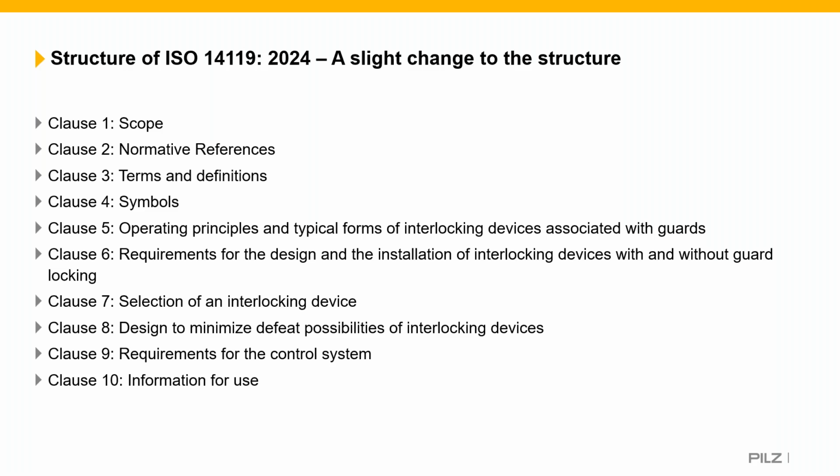Clause 5 is your operating principles and typical forms of interlocking. We'll have a little bit of a run through of what that requirement is. 6 is the requirements of design installation with locking. Again, we'll talk about guard locking and things with a few slides and things that we'll look at. 7 is the selection of a device. 8 about how we can minimize defeat, which is obviously a key thing that we need to ensure in the designs that we've got. We'll talk a little bit about some of the requirements around the control system, and clause 10 is just information for use. It's basically things that are given by manufacturer of interlocks and things, and then the things that they need to include in their documentation packs, etc.